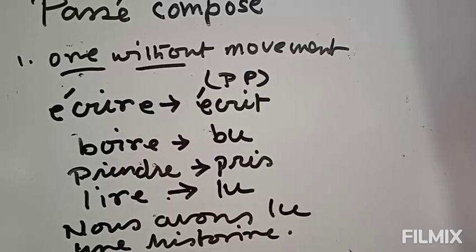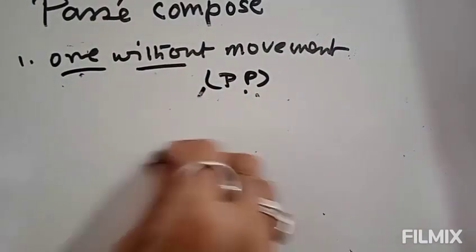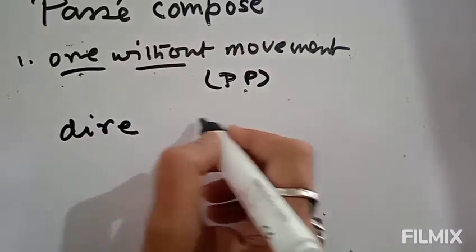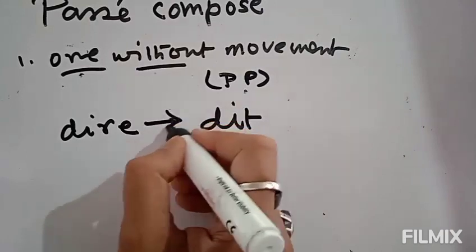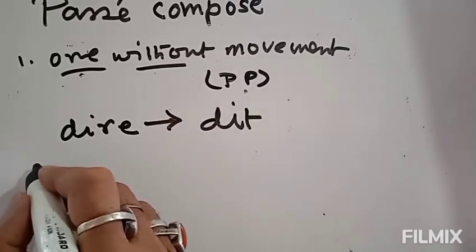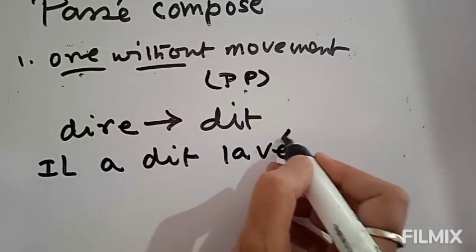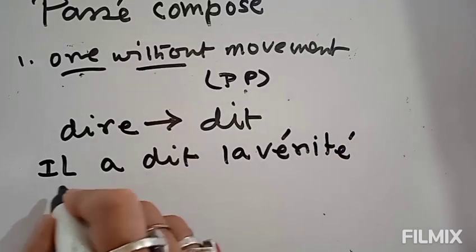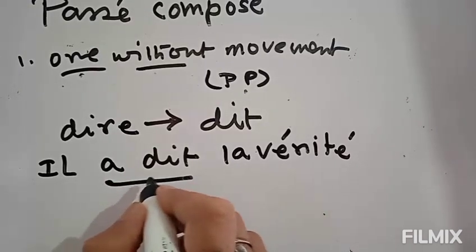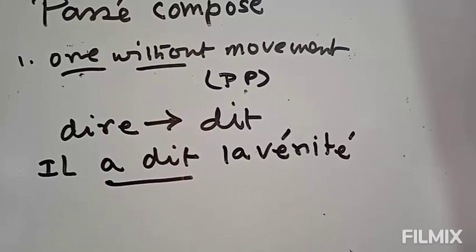Now, the dire verb, another verb of the previous category, for which I discussed the list of verbs in the previous video lesson. Then the next verb is dire, D-I-R-E. Dire, the PP is D-I-T, dit. Dire means to say. If I say, for example, il a dit la vérité, that means, he said the truth, or he has said the truth. Okay, this is the passé composé of the verb: avoir in the present and the PP of the concerned verb. Okay, dire.